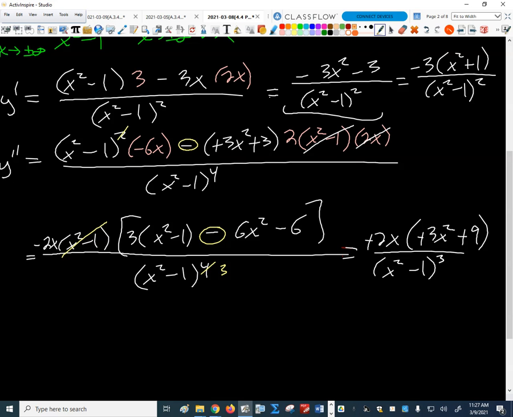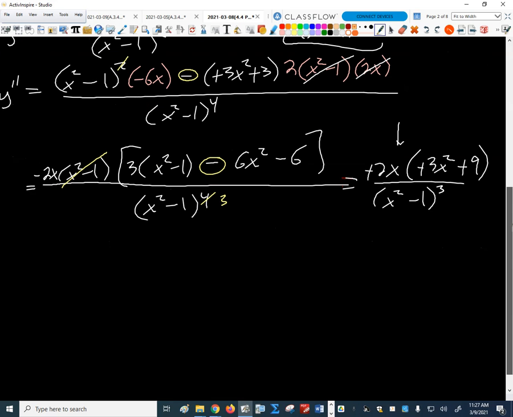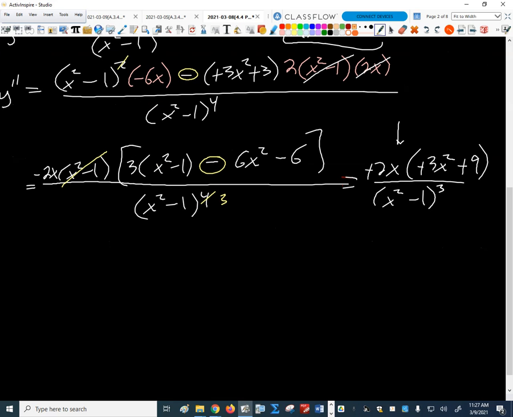Okay, so it looks like we get no zeros of the denominator that are in the domain, but there is a 0 of the numerator, isn't there? I get x equals 0 is a 0 of the second derivative. Everybody agree? Okay, so let's make our table.